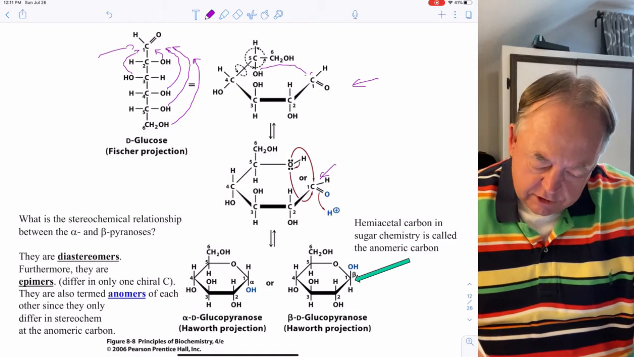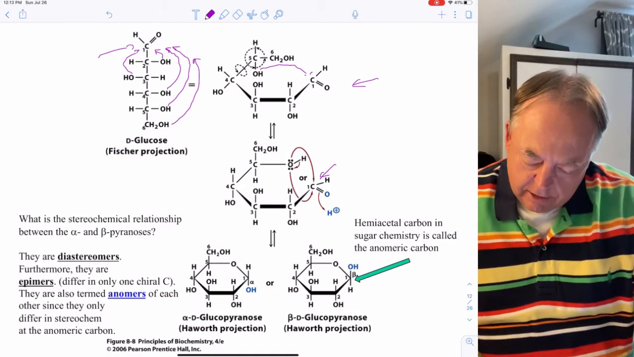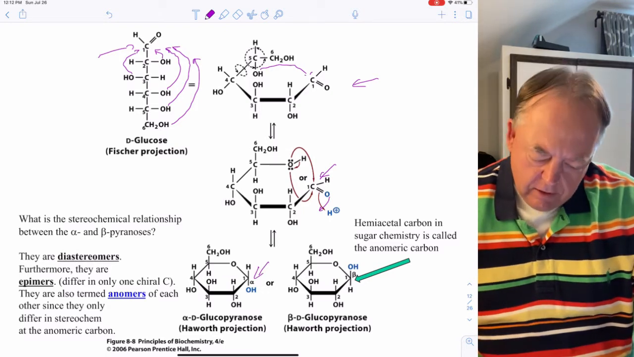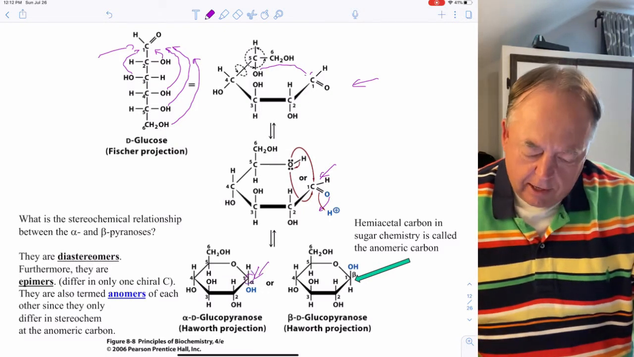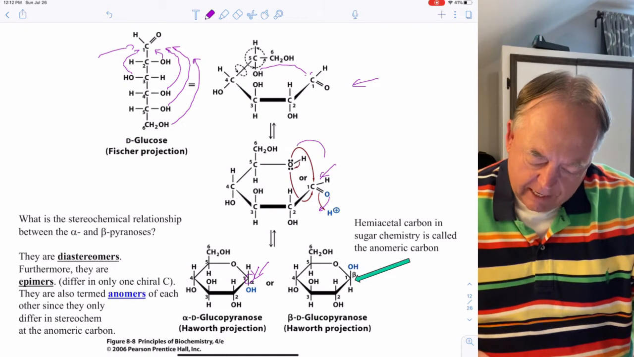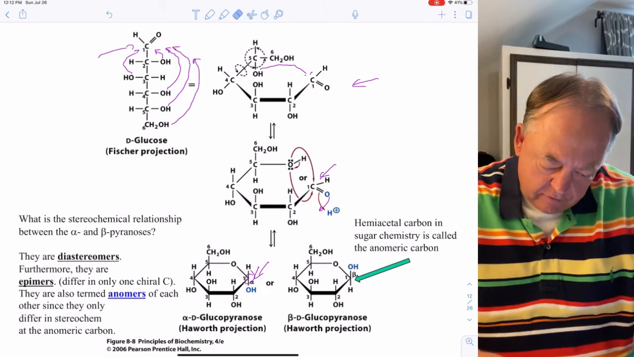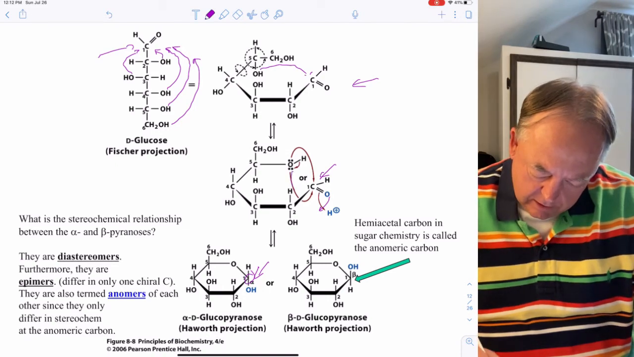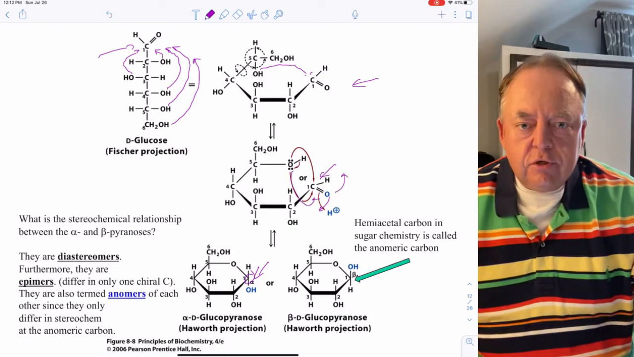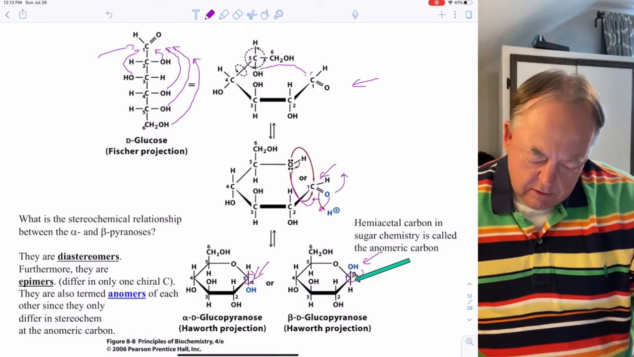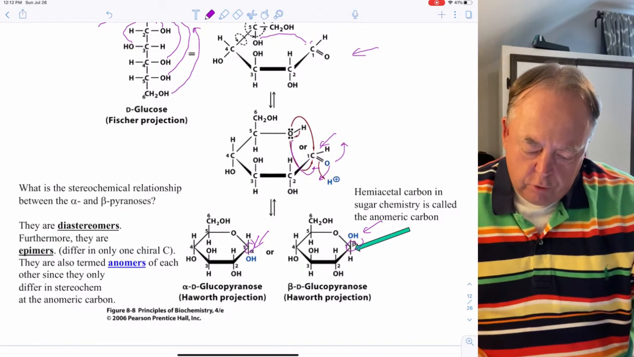So this OH could attack from the top, and then that would force this oxygen to the bottom. That would give this stereoisomer. So that carbon is now chiral. Or this OH could attack from the bottom, and then that would force this oxygen to the top, and so that would give this stereoisomer. So when it closes into a ring, you create a new chiral carbon.